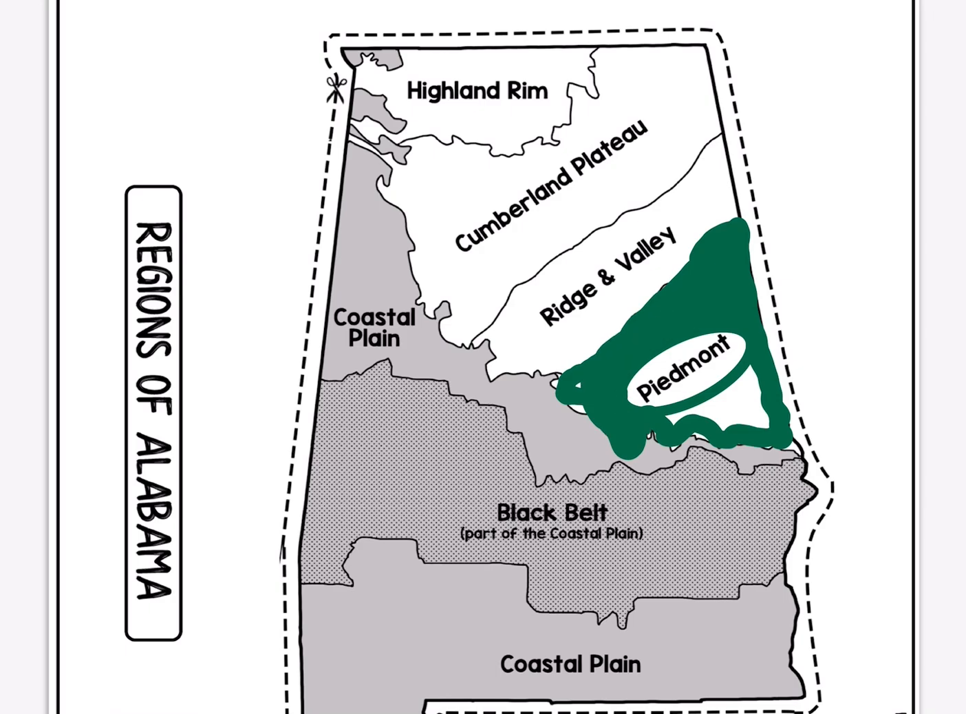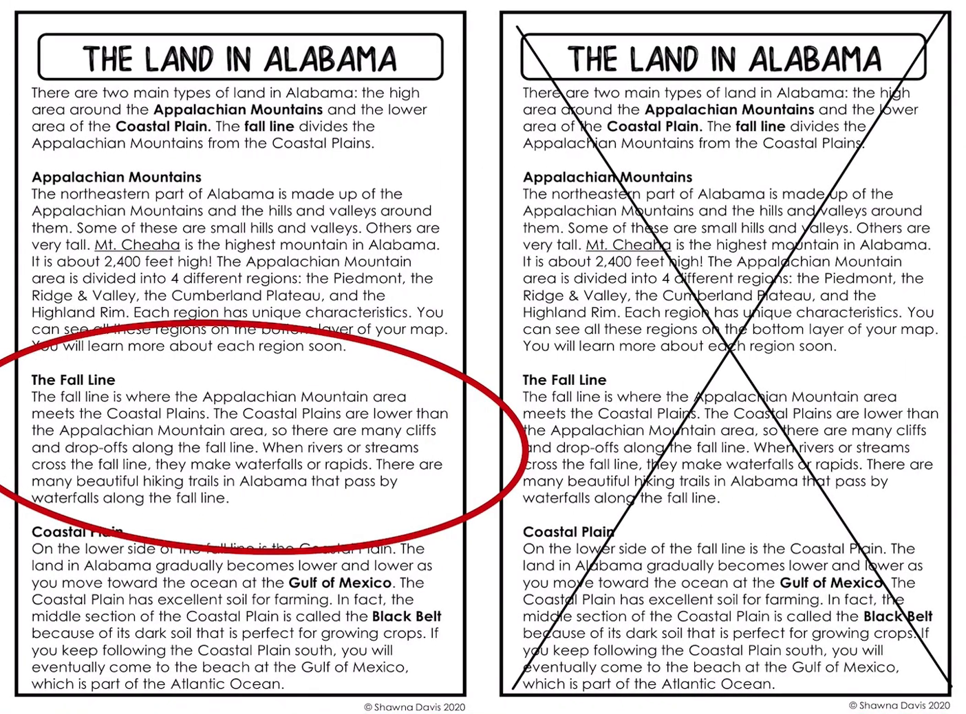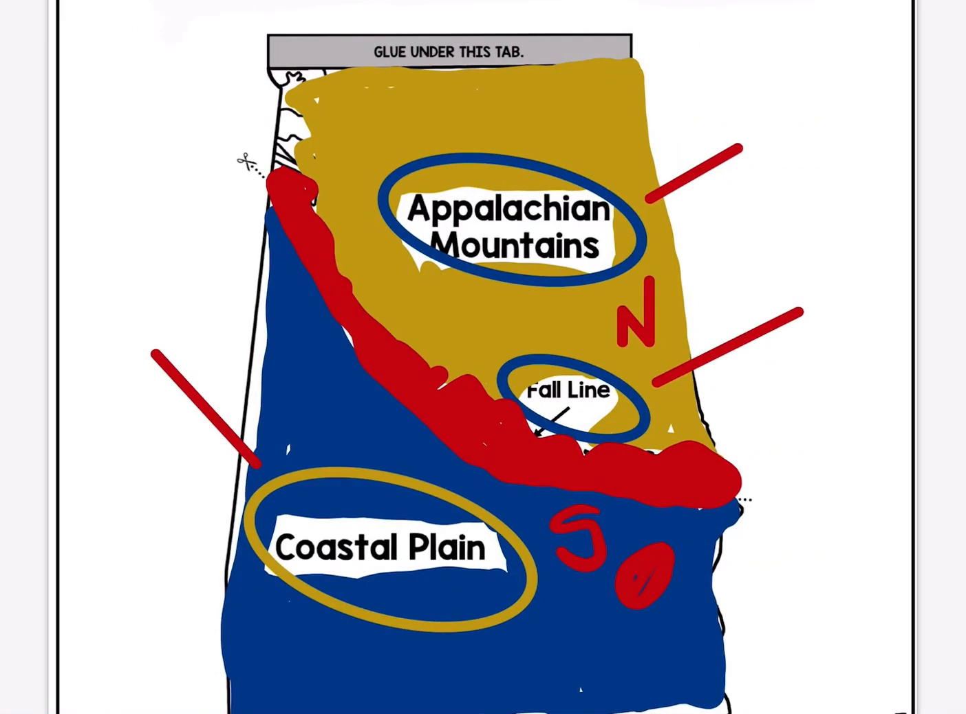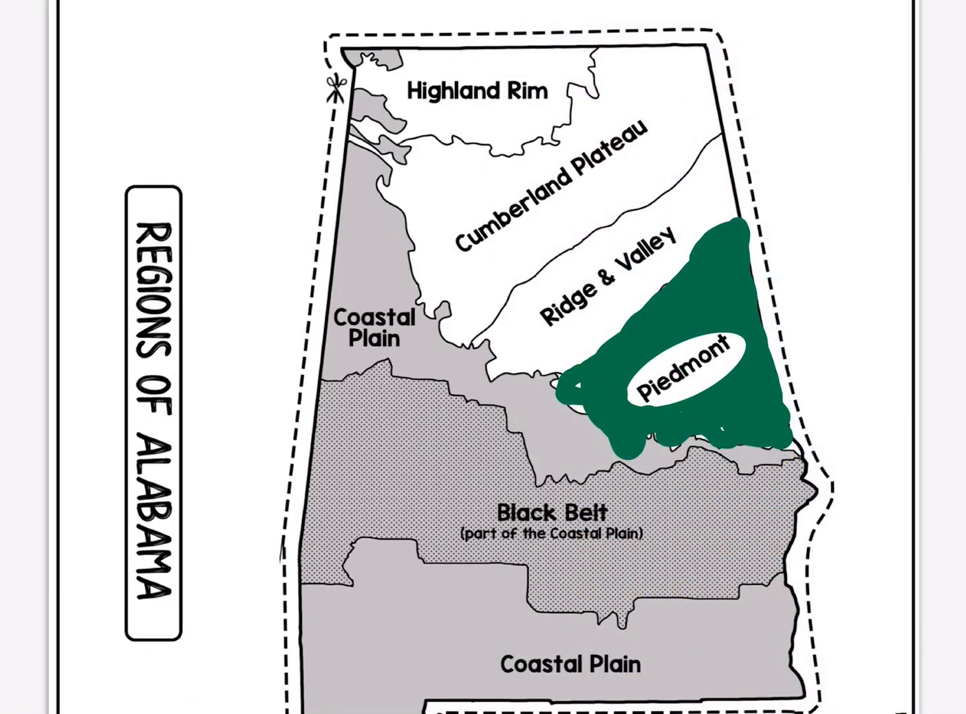All right, so here we go. Here's our Piedmont, and it is in East Alabama. It looks like about where we live, okay? So 4 different regions, the Piedmont, the Ridge and Valley. Okay, so I've used green. Now I want to go to purple, Ridge and Valley.